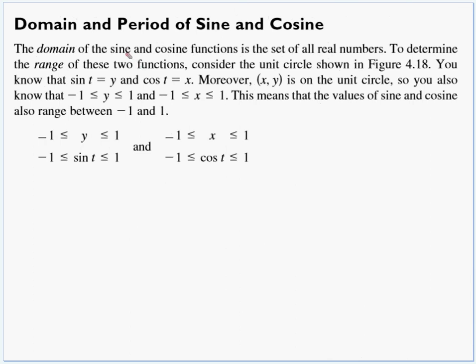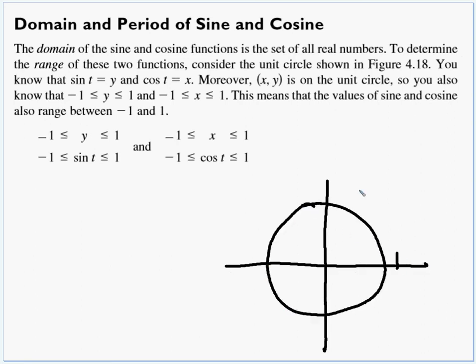Domain and period. The domain of sine and cos is the set of all real numbers. Remember, the numbers that we are allowed to put in are the domain, all real numbers. To determine the range, consider the unit circles shown back in the figure 4.18. Let me do it like this. So remember, all of these are equal to 1. All the radiuses are 1.